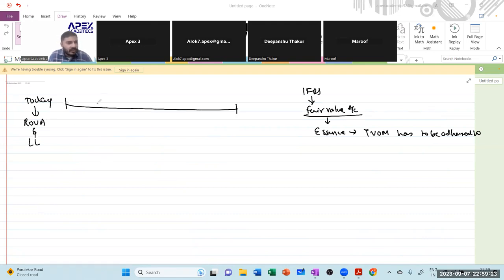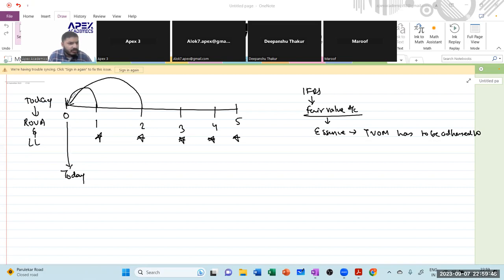Now, let's say that this lease is for 5 years. First year, second year, third year, fourth year, and fifth year. I have to pay lease rentals for every year. But when I capitalize this in my books today, what is the value of the payments that I am making after 1 year today? I am making a payment after 2 years. What is the value of it today? After 3 years, what is the value today? After 4 years? After 5 years? What is the value today?